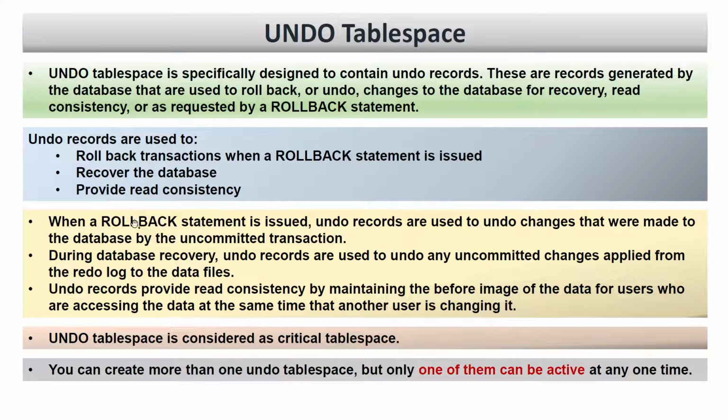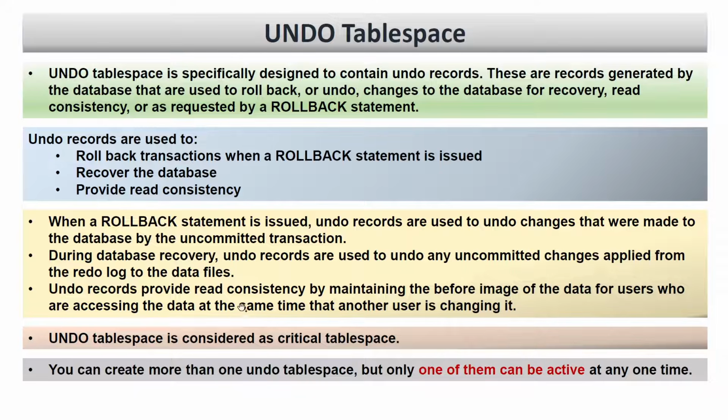Now, during database recovery, undo records are used to undo any uncommitted changes. So let's say the database crashed while the transactions were being made. They neither got committed nor rolled back, which means they are there on the data file. So when you recover the database, it will read the undo records and undo any uncommitted changes. Now, undo records provide read consistency by maintaining the before image of the data for users who are accessing the data at the same point.